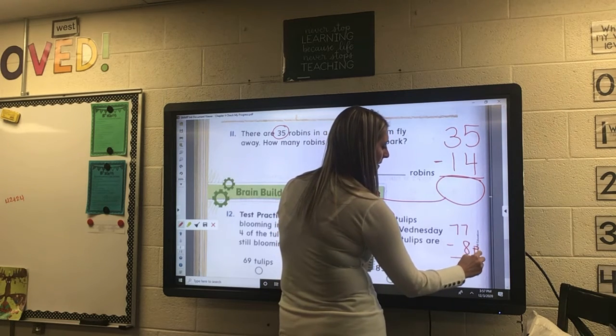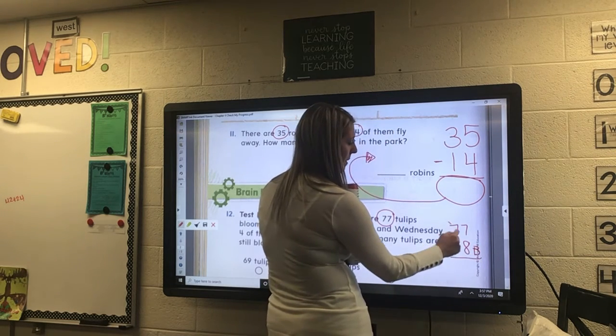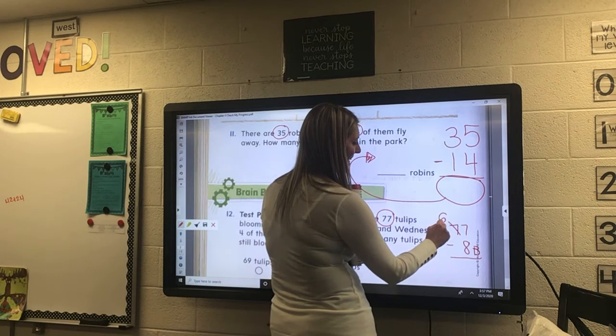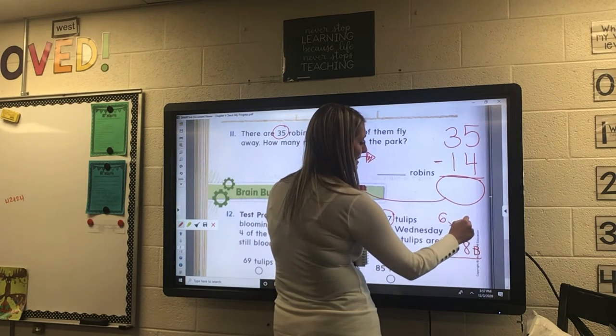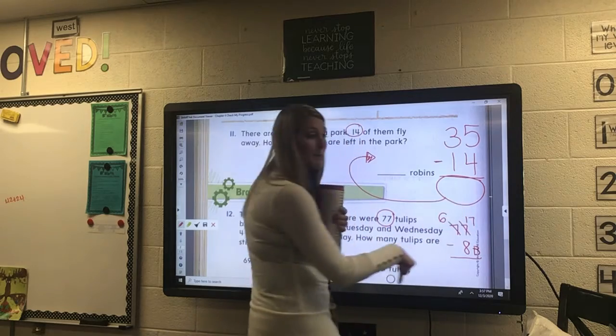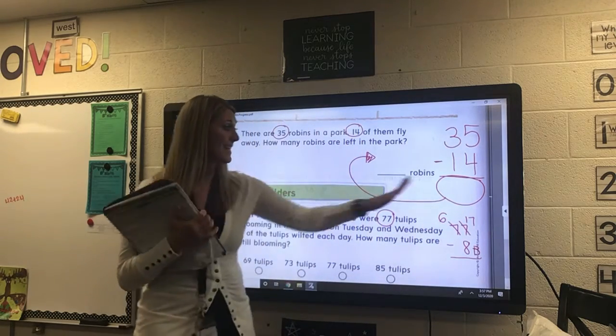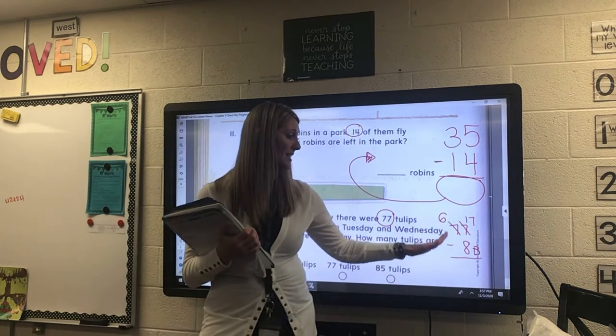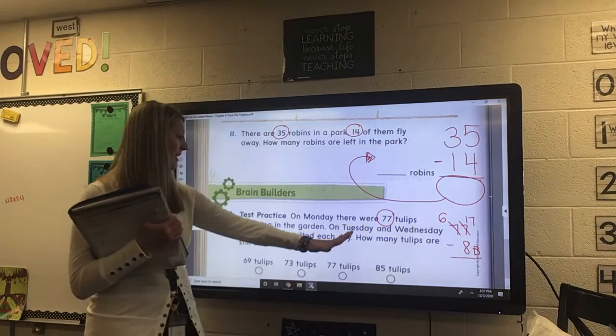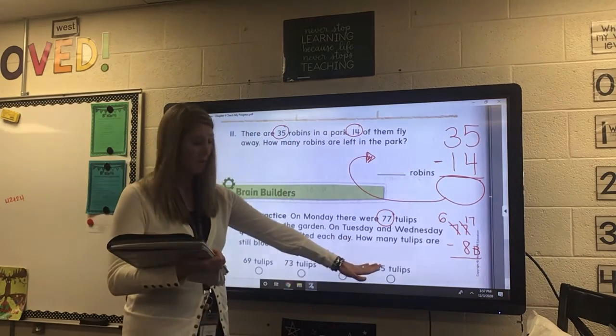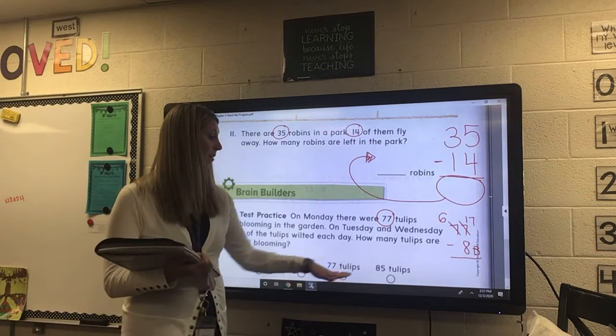Bigger bottom, better borrow. So I'm going to go borrow from that 7, it becomes a 6, and then this becomes a 17. So I want you to subtract going down, 17 minus 8, and then 6 minus 0, and then fill in how many tulips are left.